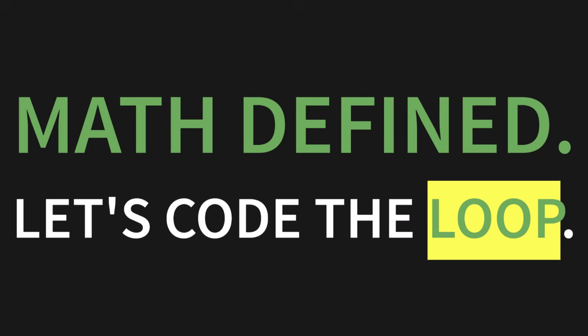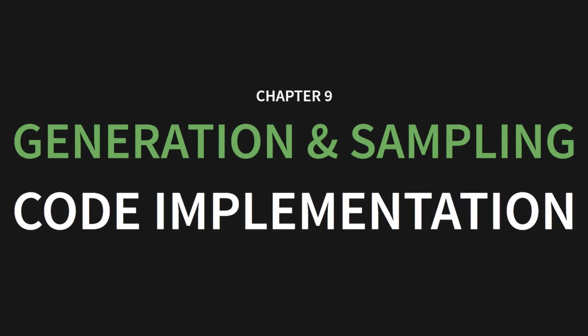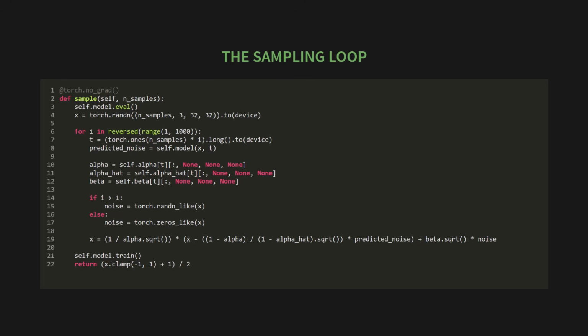The math is defined. The logic is set. Let's go code the loop. Welcome to Chapter 9, Generation and Sampling, the code implementation. Okay, let's get our hands dirty. What you're looking at here is the entire sampling loop. This is the sample method inside our diffusion class. It looks a little dense, I know, but here's the thing. It's just a direct, line-by-line translation of the math we just learned. We're going to dissect this function step by step, and you'll see how every single line has a purpose.